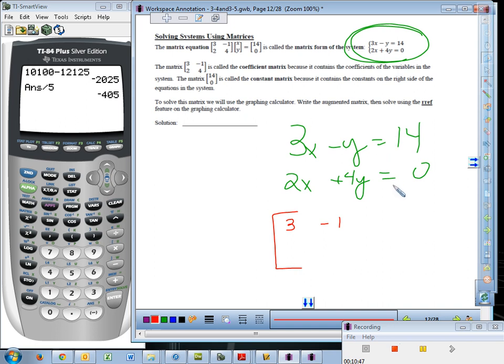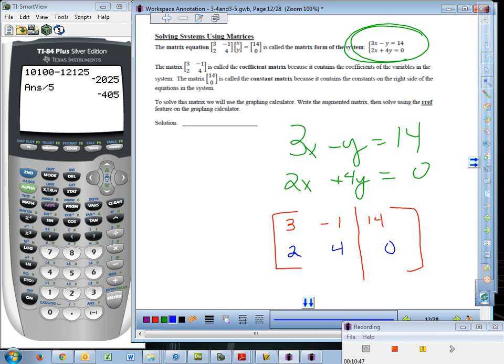Then, isn't this where the equal sign is located right here? So we'll put a little bar right there. Sometimes you'll see that as a dash. Sometimes you see it as a solid bar. It means no difference. And then isn't that constant right there a 14? Close your matrix. There's one row right there. What's my bottom row going to be? 2, 4, 0. This is called an augmented matrix. The ones on the left are all the coefficients. The ones on the right are all the constants. And when you put those together, it's called augmented.